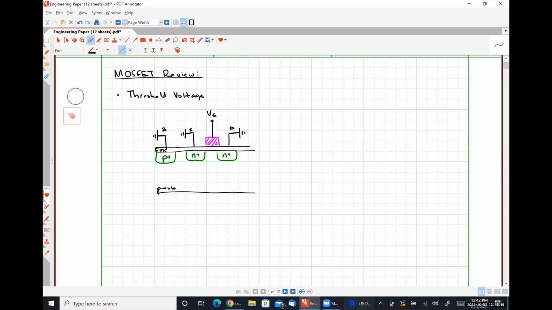So when VG is greater than 0, what's going to happen? Well, the gate polysilicon and substrate form a parallel plate capacitor.